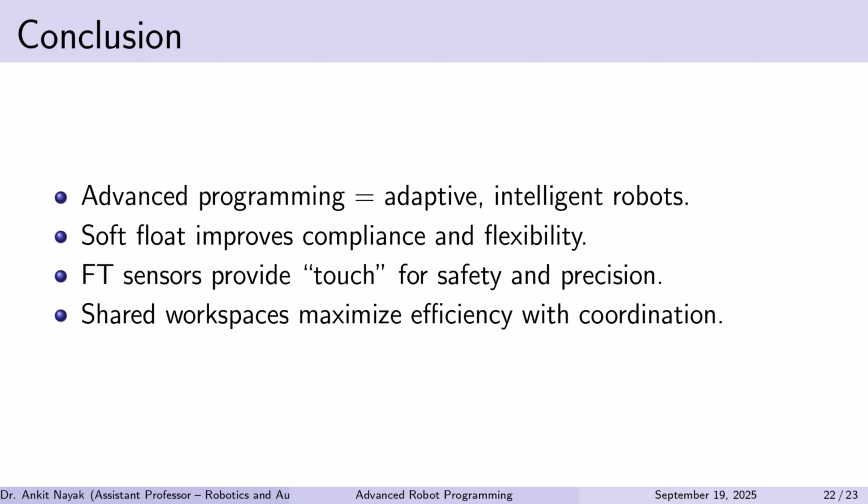So, to summarize, we studied 3 advanced programming concepts today. Soft float allows flexibility and compensation during motion. Force torque sensor integration gives the robot a sense of touch, enabling delicate and adaptive tasks. And shared workspace programming allows multiple robots to work together safely and efficiently. These 3 technologies are essential for modern automation. They help industries achieve higher productivity, better quality, and improved safety.